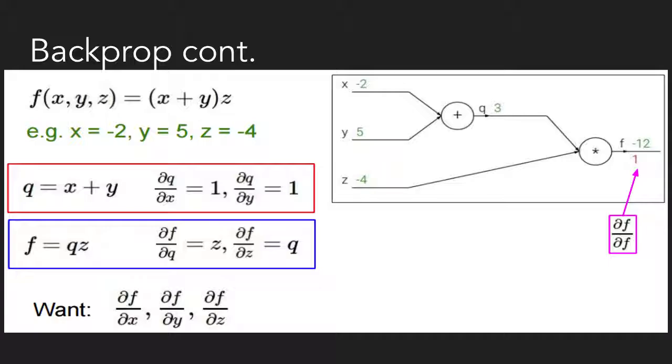So it's equal to z times 1, which is z. And then the partial of f with respect to x is equal to the partial of f with respect to q times the partial of q with respect to x. So again, that's z times 1 equals z. So does anyone have any questions about this?